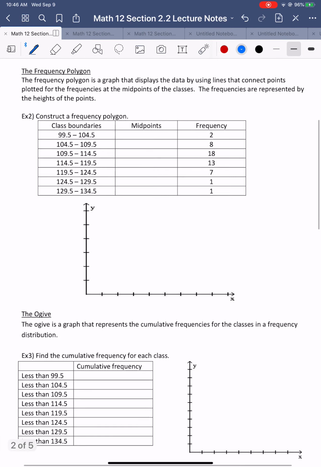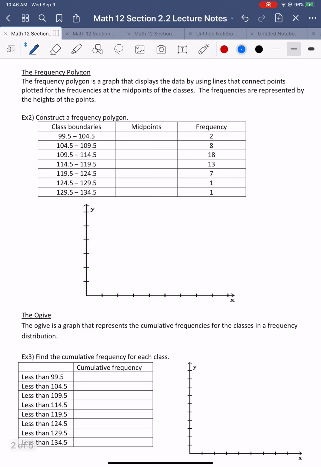Frequency polygon. The frequency polygon is a graph that displays the data by using lines that connect the points plotted for the frequencies at the midpoints of the classes. So we are using the midpoint. So we are finding the midpoint first. Midpoint means you need to add the lower boundary and the upper boundary of each class and then divide by 2. So you do 99.5 plus 104.5 and divide by 2, and then I get 102. And then the second midpoint is 104.5 plus 109.5 divided by 2, I get 107.